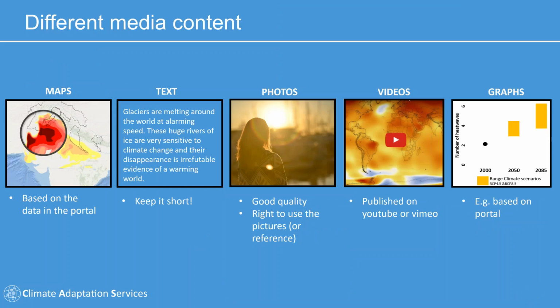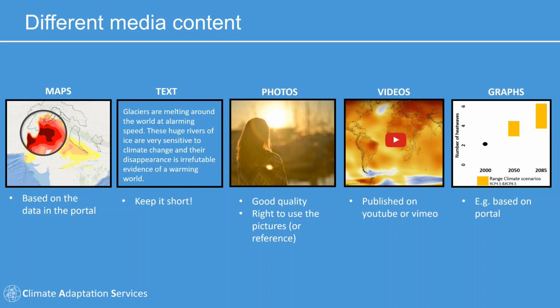All right, speaking of content, you've already seen that you can add different media content to a story map. This is just a quick overview of what you can include, because the story map is not only about maps, but also about different media. The first one, as we've seen, you can add maps, and they will be based on the portal. Then we can add some explanations, so some text. And there it's important to keep it short, because we don't want to provide complete information, but the most interesting ones. So yes, we want to have text, but rather short text.